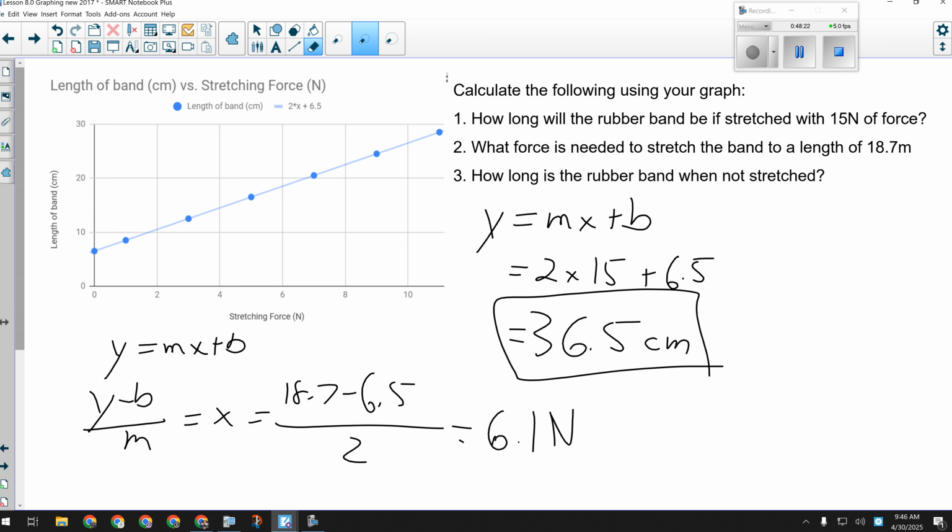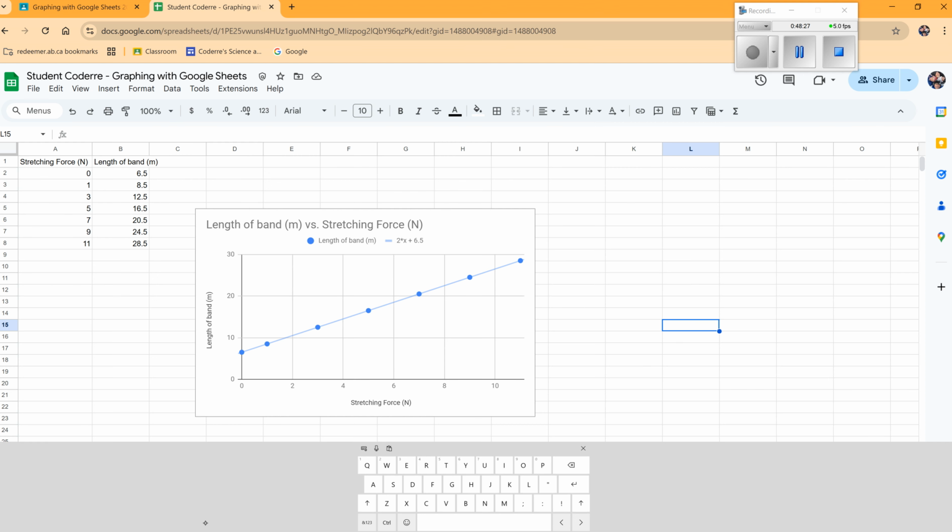Okay? All right, let's look at the multiple run graph. This is going to be what we're doing tomorrow in our lab.